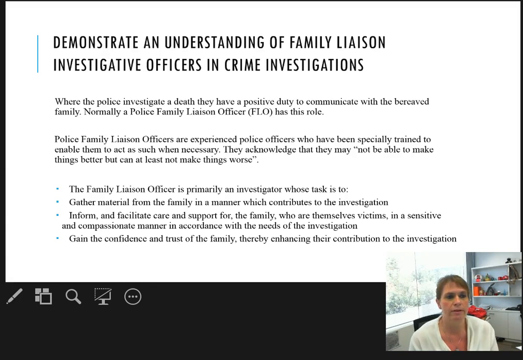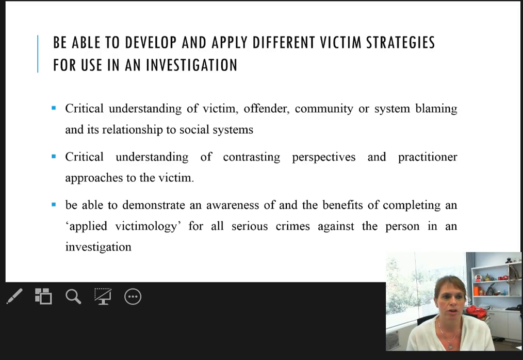Moving through to the second last of the learning objectives, we'll look at how family liaison officers affect an investigation. Specifically, we'll look at serious crimes such as homicide and sex crimes and how the FLO, being the family liaison officer, can assist the victim but also their families in traversing the criminal justice system. The final slide and the final learning objective is looking at different victim strategies to use within the investigation.